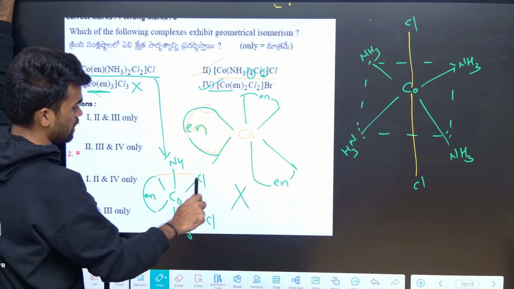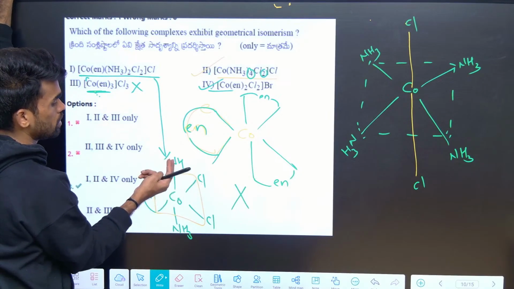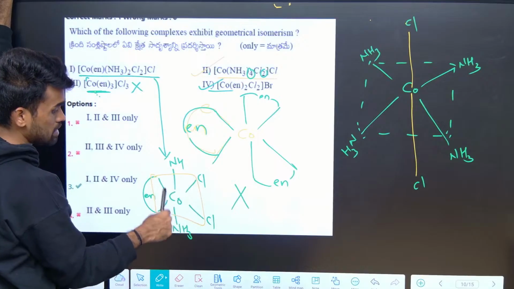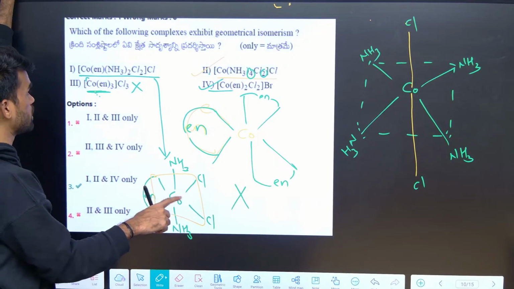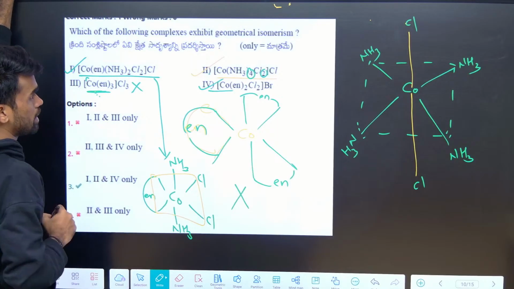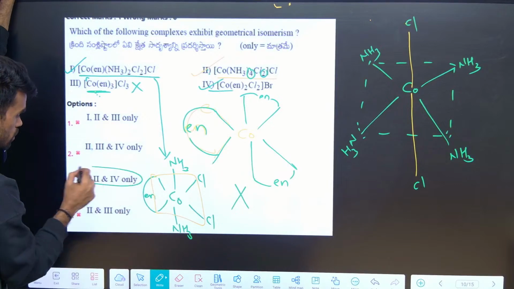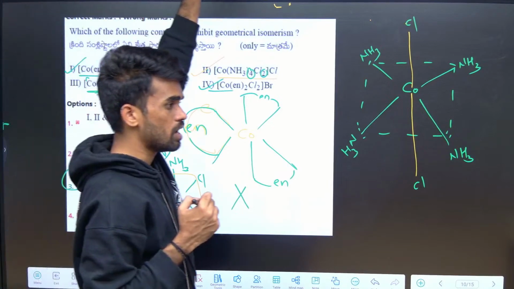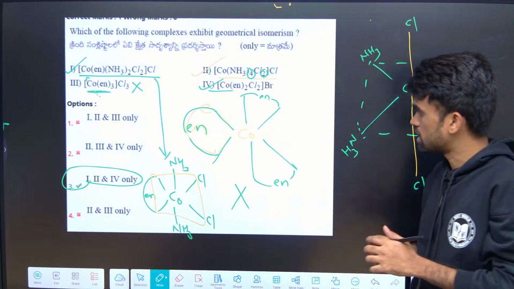So now this is one isomer we have. Now replace these places, chlorine trans and ammonia cis. Therefore you will get geometrical isomerism in this also. So 1 2 4 is the answer. So option 3 is your answer for this question. Hope it is clear, right? Now let us move further.